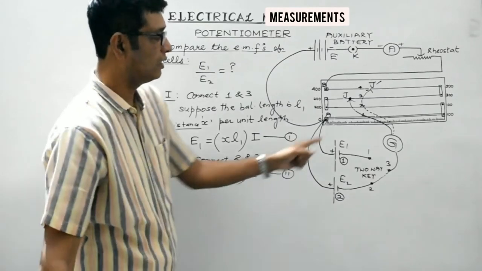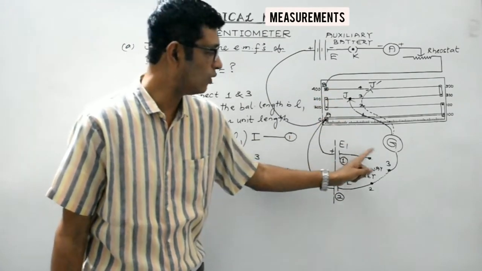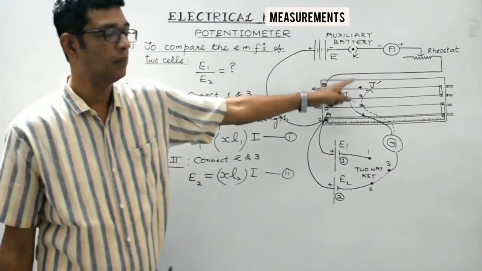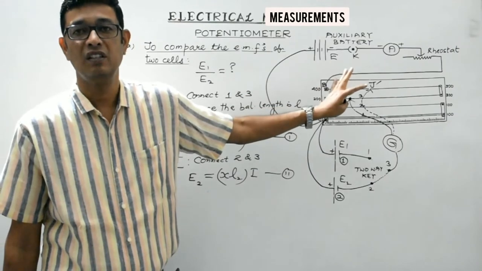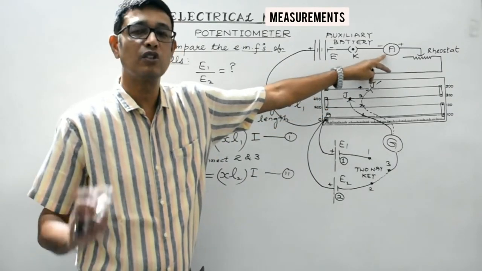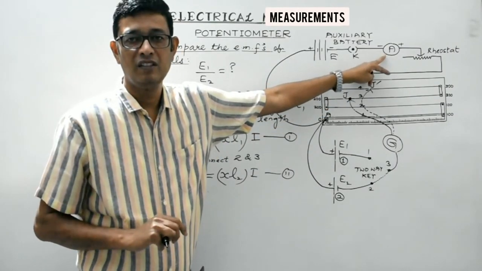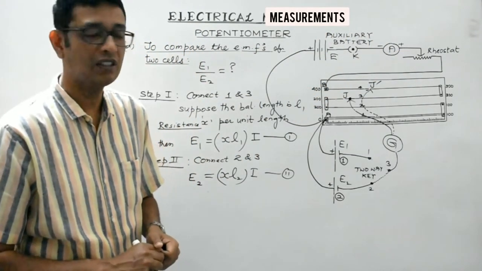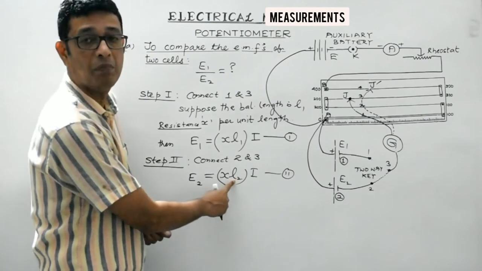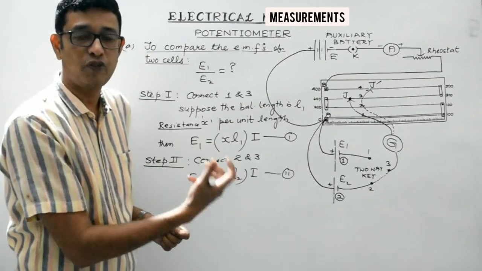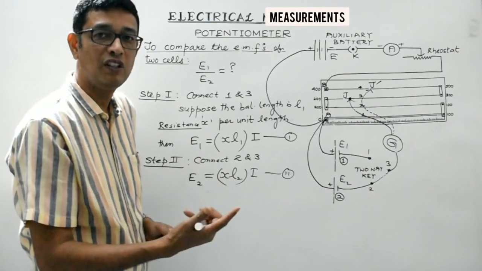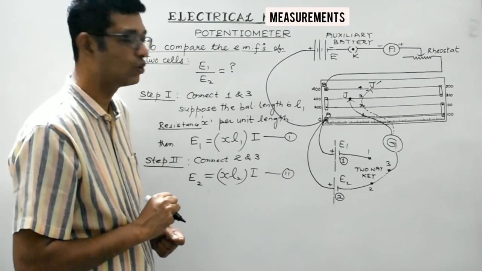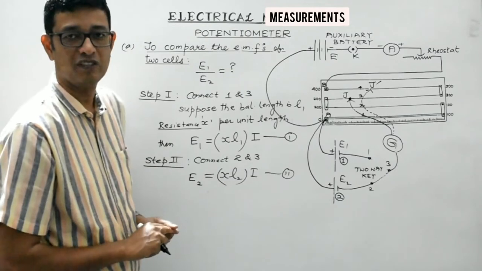Please ensure that during both the observations, when you connect 1, 3 and then 2, 3, in both cases the current flowing through the potentiometer should be constant. That is, the current shown by the ammeter should have a constant reading. And that can be done by using a rheostat. Clear, students? So here, L2 is the balancing length. The net resistance offered in this case would be X into L2. X is the resistance per unit length offered by the resistance wire. I is the constant current flowing.